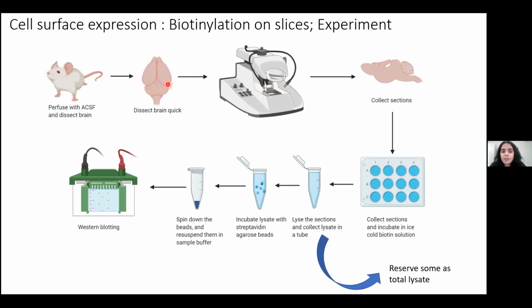So what I did was I perfused the mouse. I dissected the brain, sectioned the brain sagittally, and incubated with biotin, lysed the tissue, incubate the lysate with streptavidin beads, spin down the beads, and then suspend the beads in sample buffer and do a Western blot analysis. Took some of the lysate aside, reserved it as total lysate.